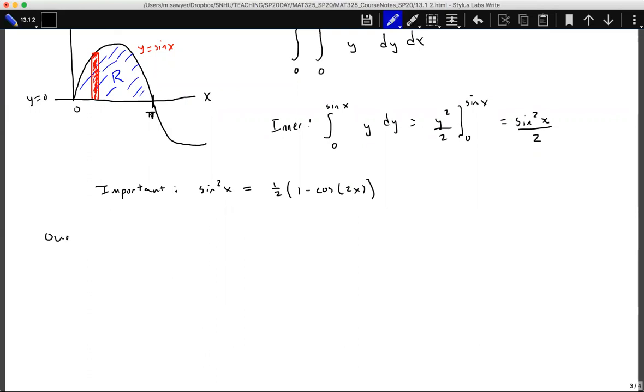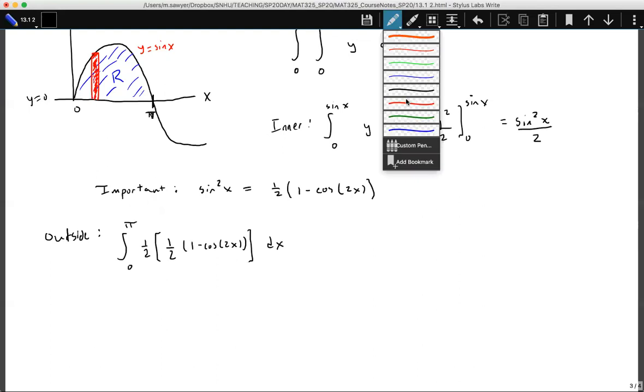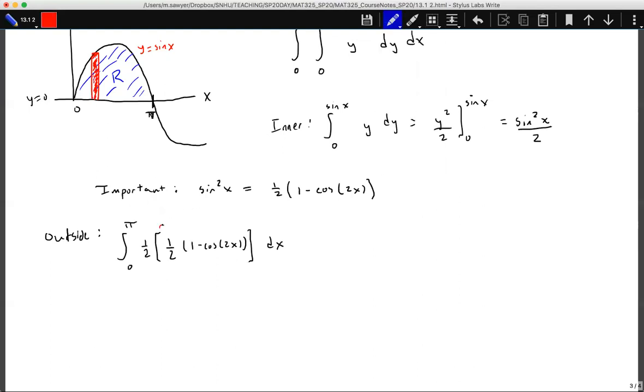So this means that our outside integral looks like the integral from 0 to pi, these are our x bounds, of 1/2 times the quantity 1/2 times 1 minus cosine 2x dx. This inner piece here is our sine squared of x. The 1/2 hangs out front.